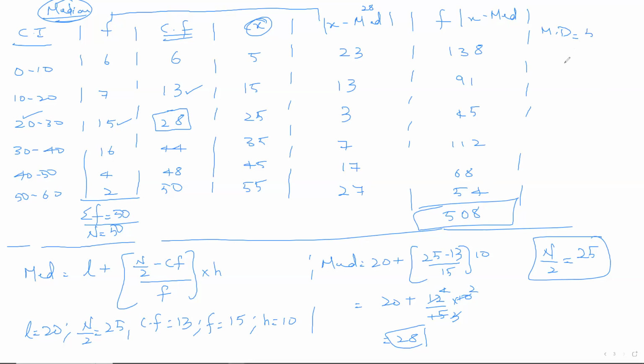So, okay, forgot one thing. Suppose I write the formula. Summation of f into x minus median whole thing divided by n. So, it will be 508. N is 50. We cancel, use calculator, 10.16 is the answer. This is the mean deviation about median. Got it? That's it. So, same old stuff.